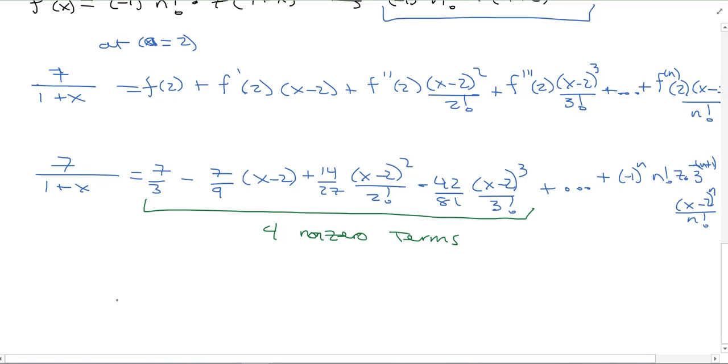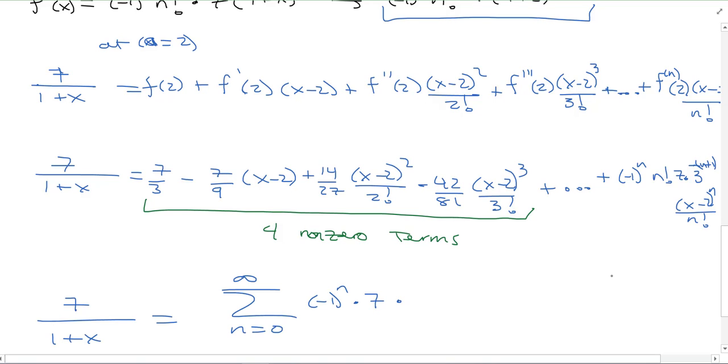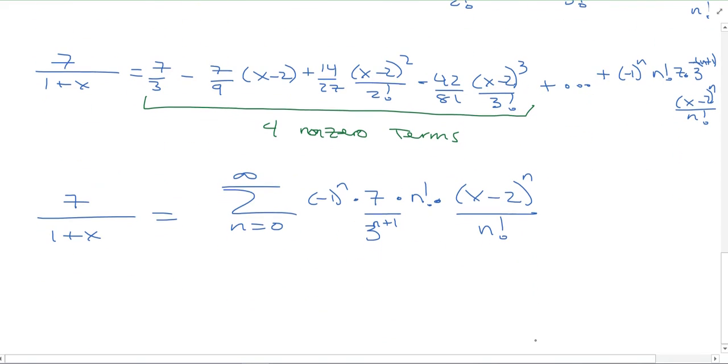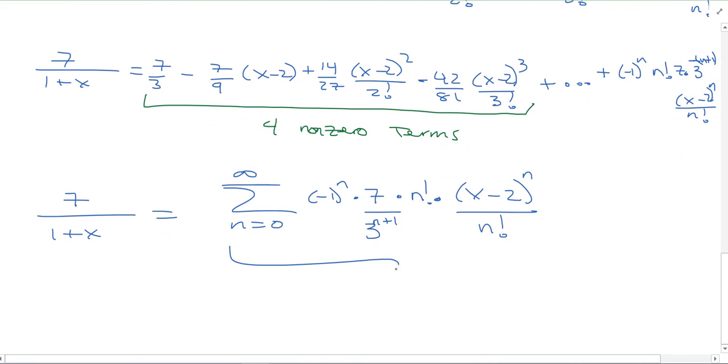But if we were asked to find the full Taylor series, then I would say 7 over 1 plus x is equal to the summation of n equals 0 to infinity, right? We do have a first term, so it does start at n equals 0, and then this pattern. So it'll be minus 1 to the n times 7 times n factorial, over 3 to the n plus 1. It was 3 to the negative quantity n plus 1, and then times your x minus a to the n over n factorial. And so this will be the full Taylor series.